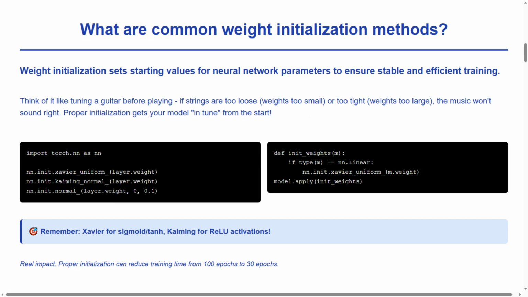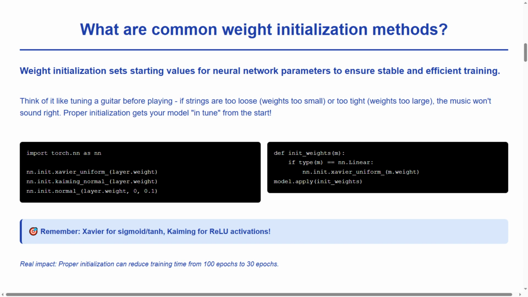Our next question: what are common weight initialization methods? Weight initialization sets starting values for neural network parameters to ensure stable and efficient training. Think of it like tuning a guitar before playing. If strings are too loose or too tight, the music won't sound right. Proper initialization gets your model in tune from the start.